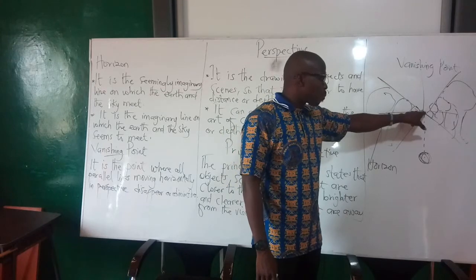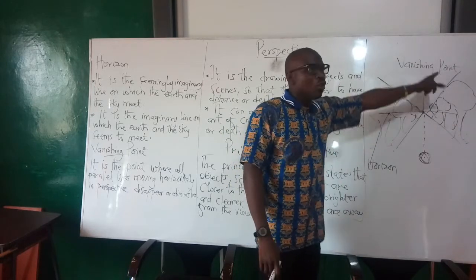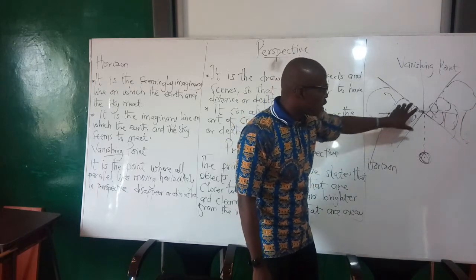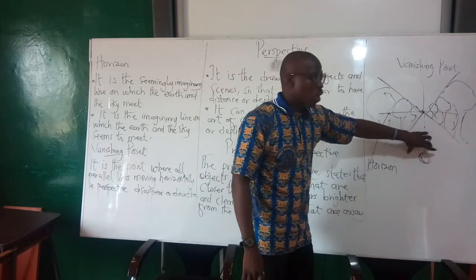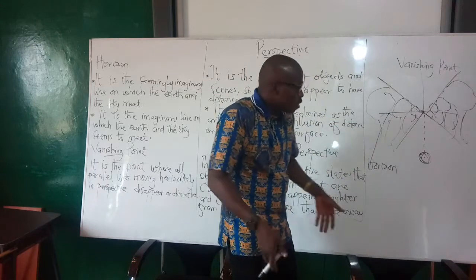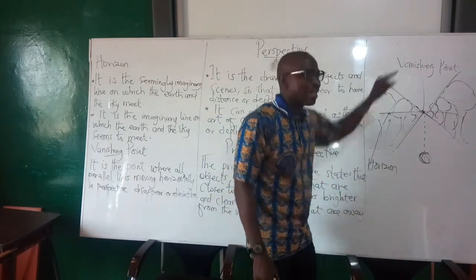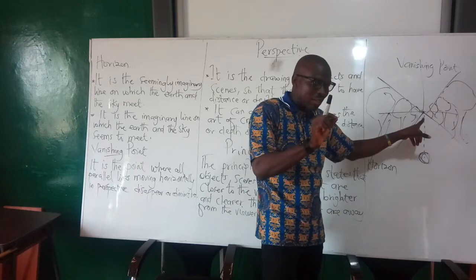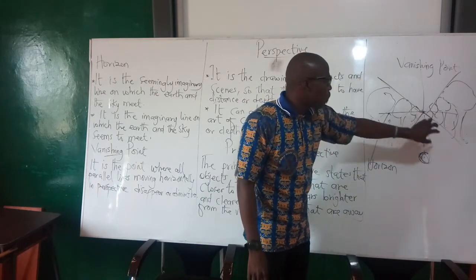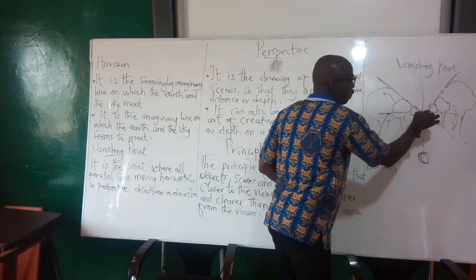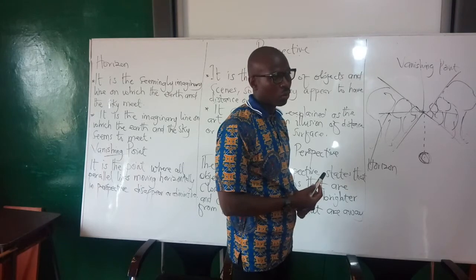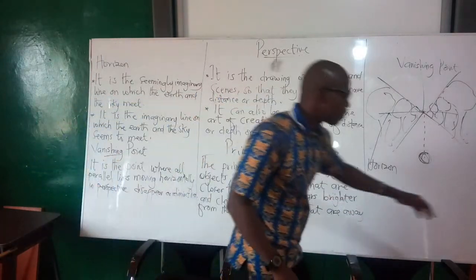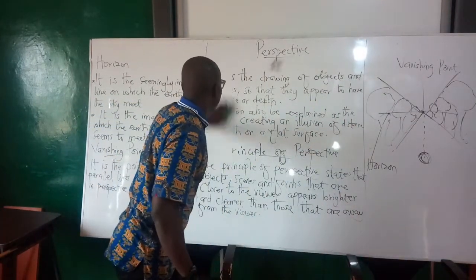Beyond this point, there are a lot of trees there. But because of the vanishing point, you see no more. So this is the vanishing point. There are a lot of trees along this stretch of road, but because of the principle of perspective, which states that objects closer to the viewer appear bigger and brighter as compared to those in the distance, you see this one bigger and taller than the one here, but they are the same size. So the point where all the parallel lines converge is the vanishing point. Okay. Now let's come to the types of perspective.